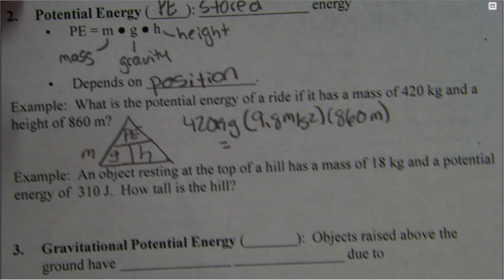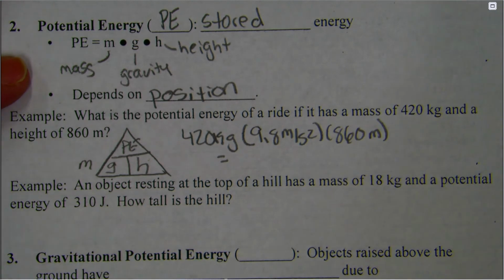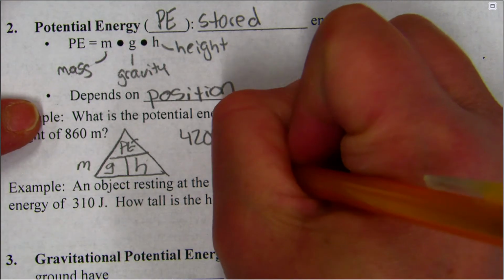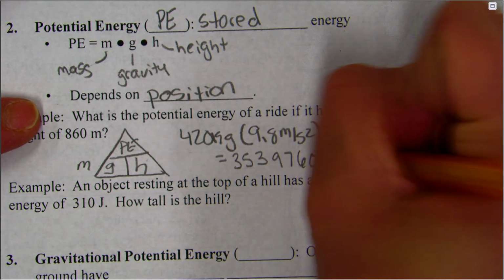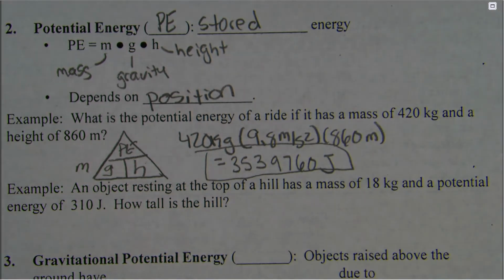All right, so when we plug this into our calculator here, we get a real big number. We get 3539760 joules of energy. Woo, that is a lot of energy.